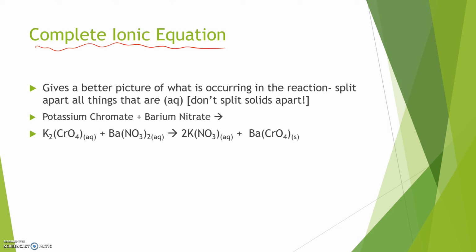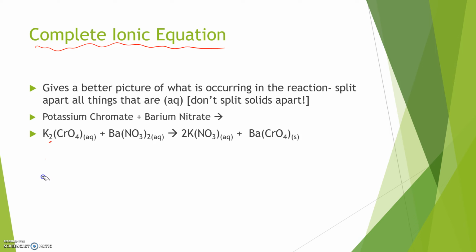So now, to do a complete ionic equation, I need to split apart anything that is aqueous, not solids. I'm not splitting solids apart. So this is aqueous. I need to split it apart. But I don't write it as K2. I'm writing it as ions. And so what this is telling me is that there are 2 potassiums. So I'm going to take this 2 because I can't write it like that. That's just not what we do.